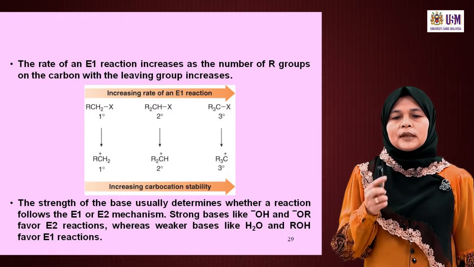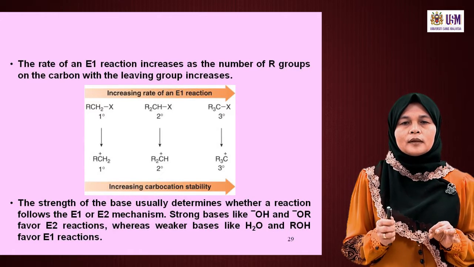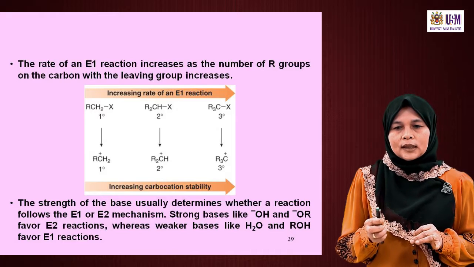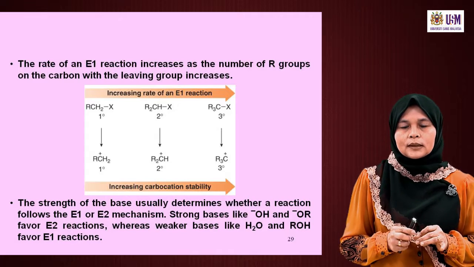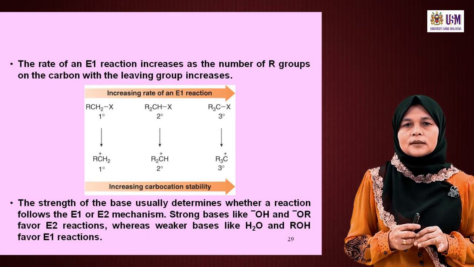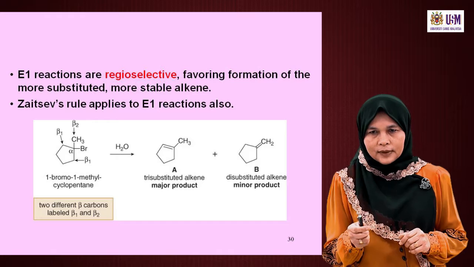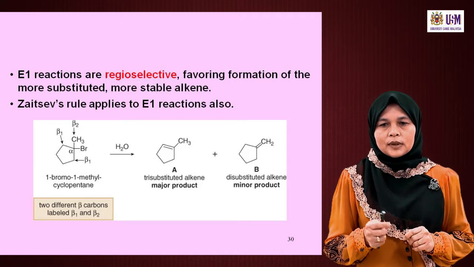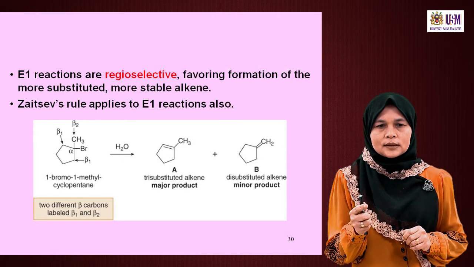The strength of the base usually determines whether a reaction follows the E1 or E2 mechanism. Strong bases like hydroxide and alkoxide will favor the E2 reaction, while weaker bases like water and alcohol favor the E1 reaction. E1 reactions are regioselective, favoring formation of the more substituted, more stable alkene. Zaitsev rule applies to the E1 reaction.